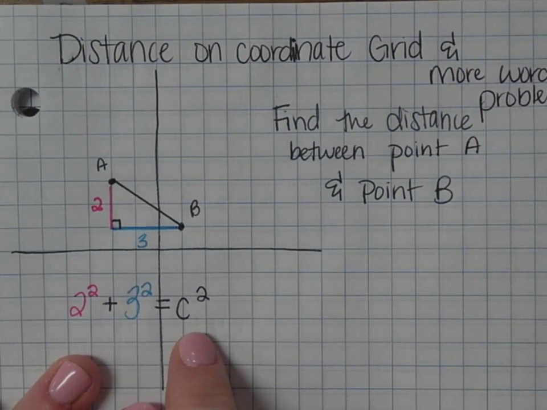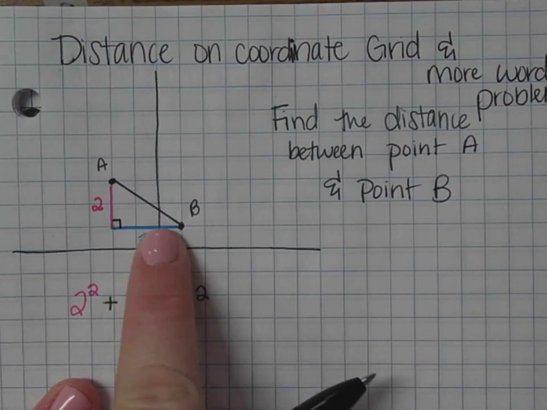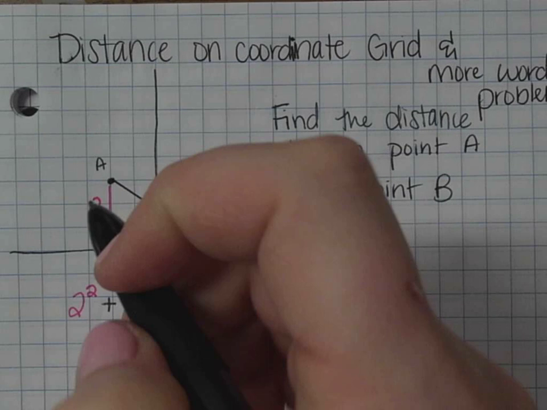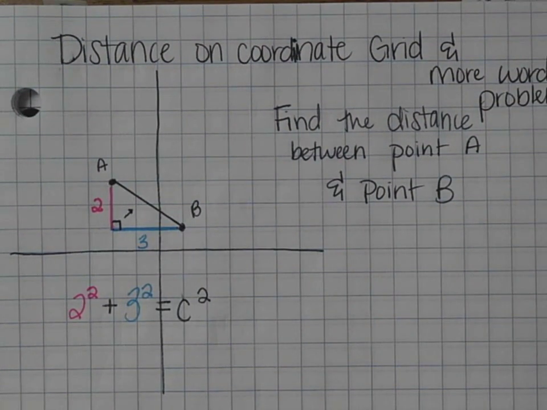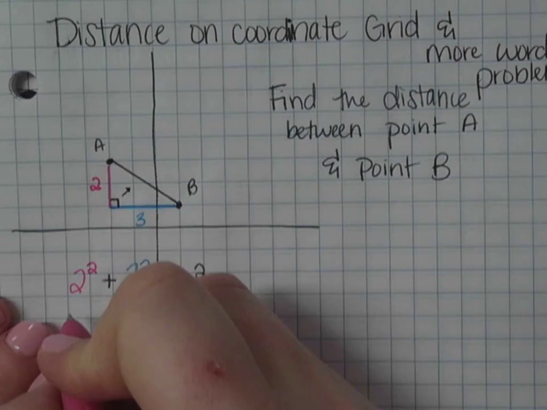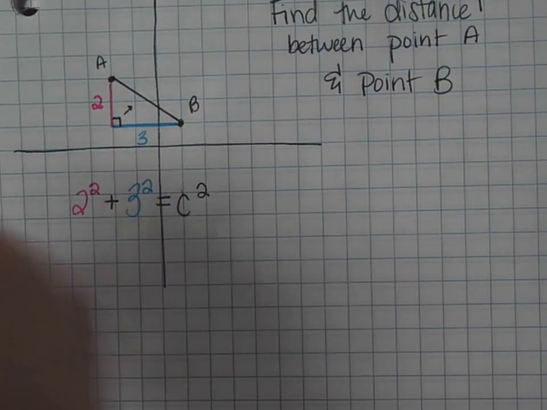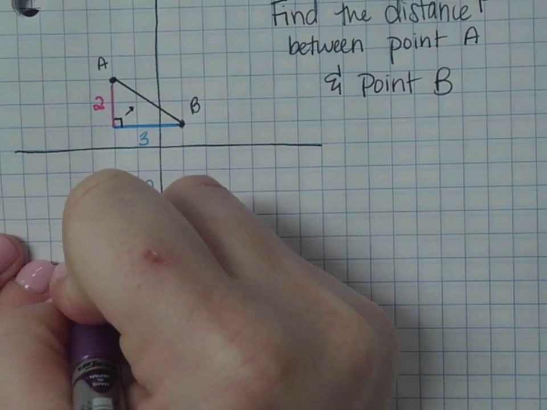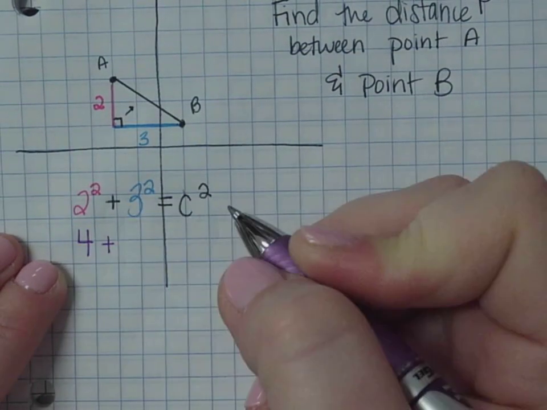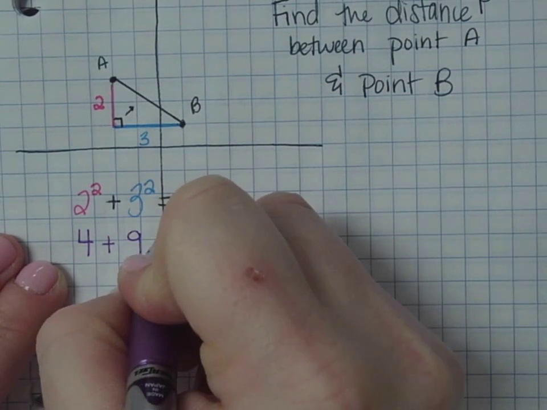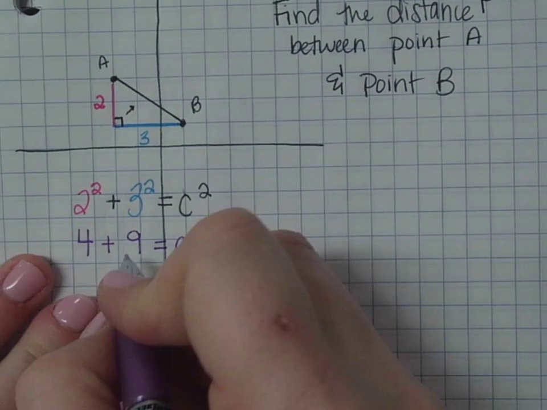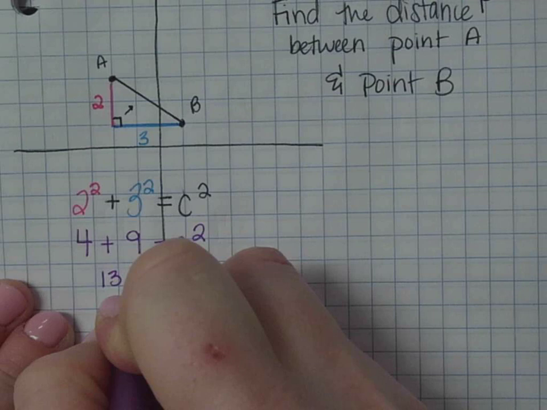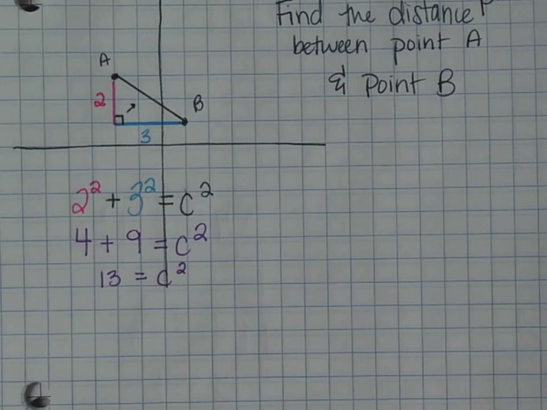But remember, we don't want to know what c squared is. We're going to want to know what just c is, which is that hypotenuse. And remember, we know we're looking for the hypotenuse because it's across from the right angle. Okay, so 2 squared. 2 times 2 is 4, plus 3 squared, or 3 times 3 is 9. 9, 10, 11, 12, 13. So 13 equals c squared.